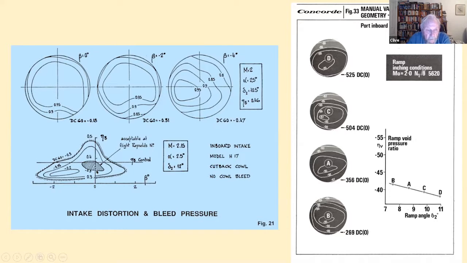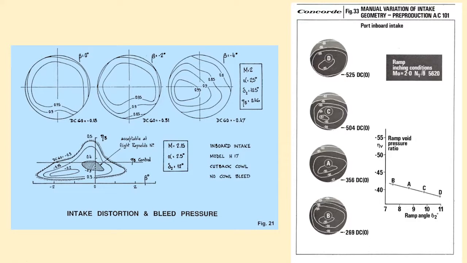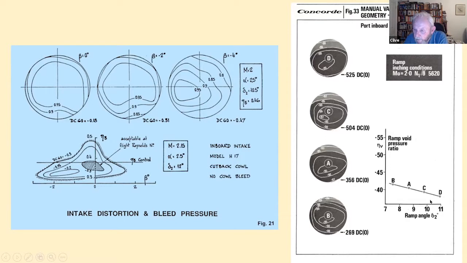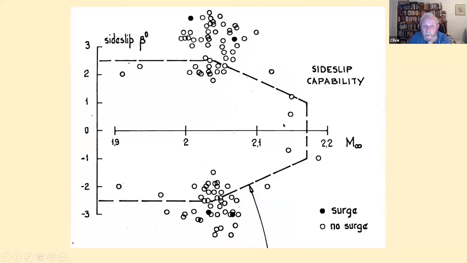As I said, we managed to improve the side slip capability quite a lot, and by juggling with the ramps manually, disconnecting the intake control system, we were able to bring the changes on the intake, and so find out what it did to the distortion pattern, as a result of which we could derive intake control laws, which were going to give us the best chance of surge-free operation.